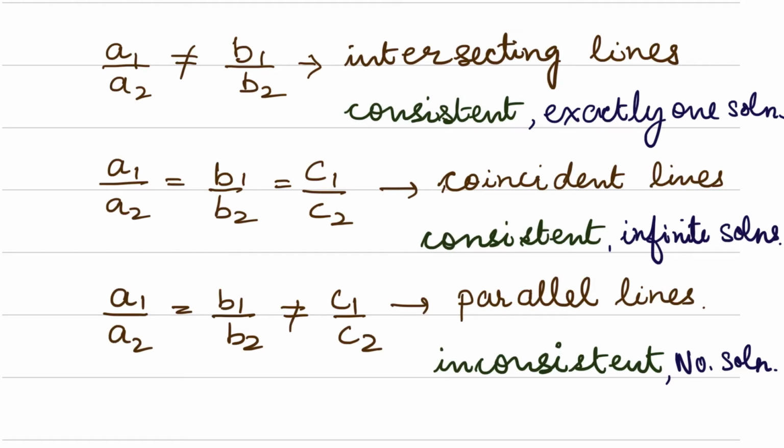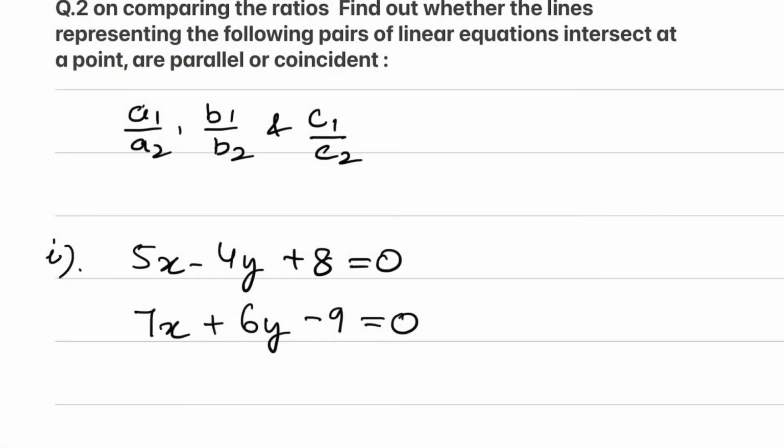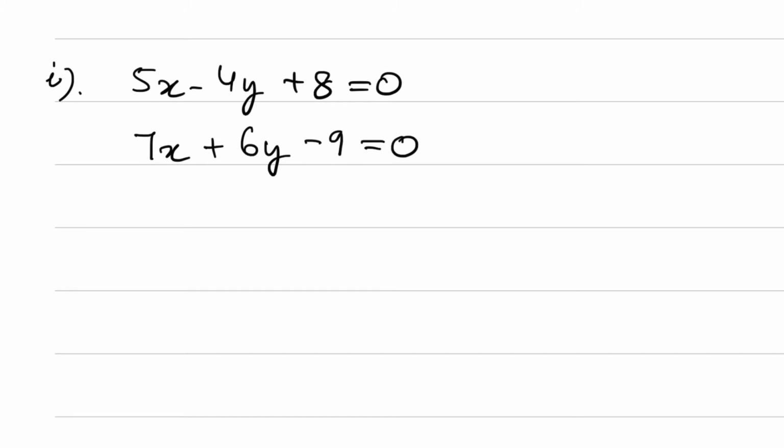So let's go to the question. Here is the first part. We have two equations, 5x minus 4y plus 8 is equal to 0 and 7x plus 6y minus 9 is equal to 0. So let's write down the coefficients in terms of a1, b1. Let's move to the solution.